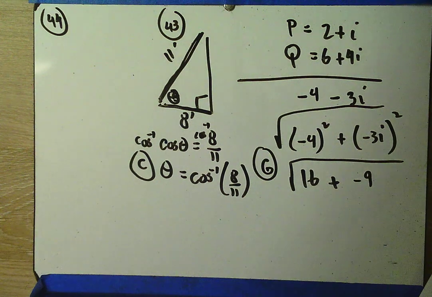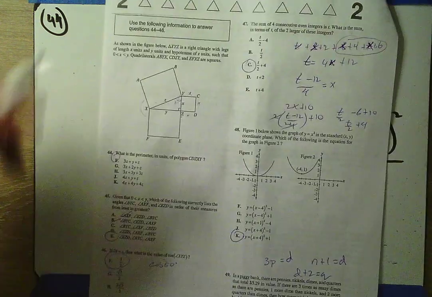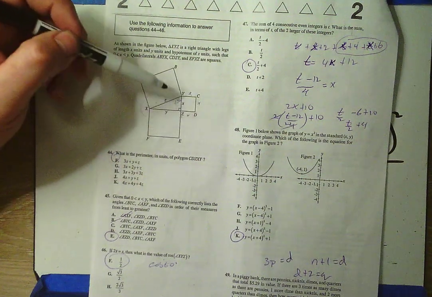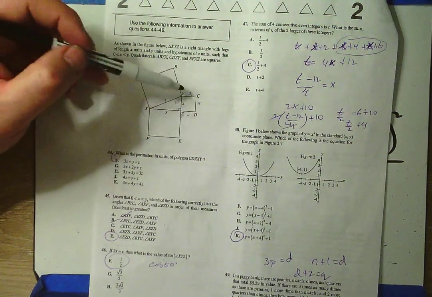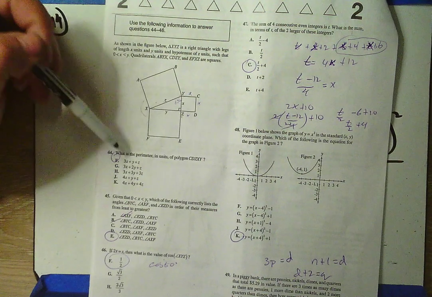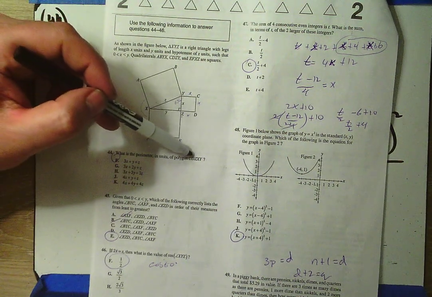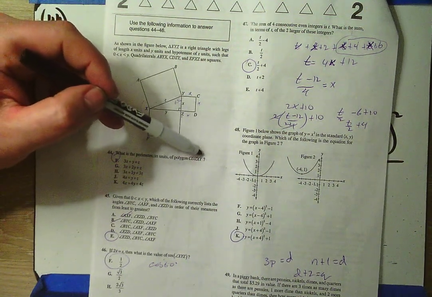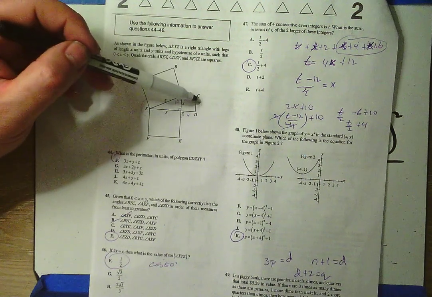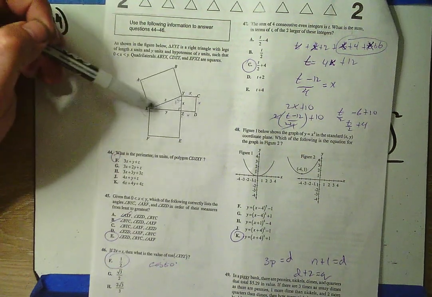44 comes with this picture. It's actually a proof of the Pythagorean theorem, though it's not labeled as such. We know this is a square, and so we've got the perimeter of polygon CTZXY.